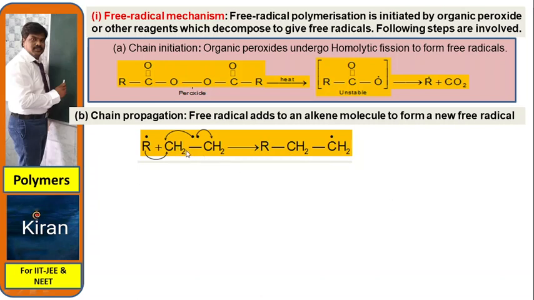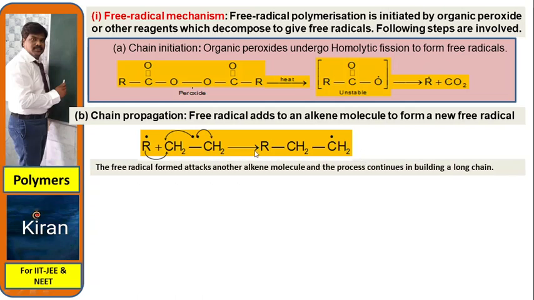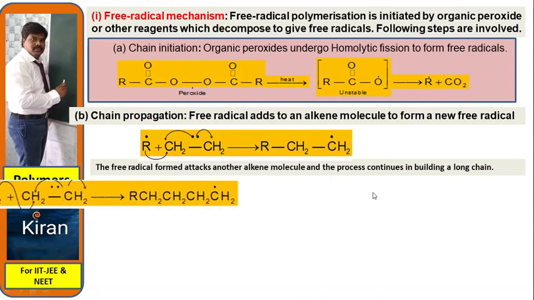In this CH2 double bond CH2, one bond is decomposed and two free radicals are obtained. One free radical is here and one free radical comes to here. Like that, R attaches with this carbon, giving RCH2 and CH2. This is chain initiation and chain propagation. The free radical formed attacks another alkene molecule and the process continues, building a long chain.